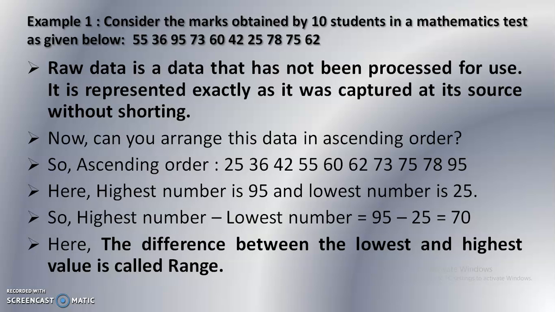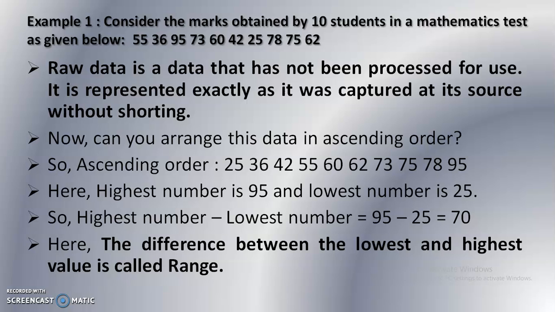Now you can arrange this data in ascending order. Yes, of course, you can arrange. So I have written in ascending order: 25, 36, 42, 55, 60, 62, 73, 75, 78, 95. So now you can easily find the minimum value and maximum value, or you can say the highest number and lowest number, right? So the highest number is 95 and the lowest number is 25.